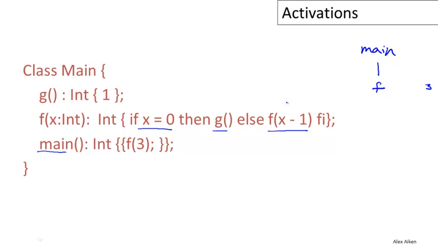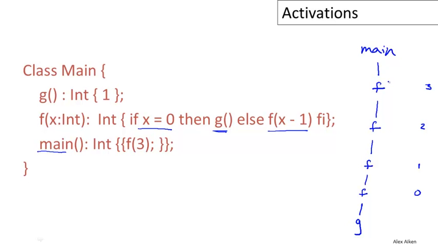Clearly, that is not 0. And so then F is going to be called again with the argument 2. That will result in F being called yet another time with the argument 1. And finally, F will be called with the argument 0, which will then result in a call to G. And so this is the activation tree for this particular program.